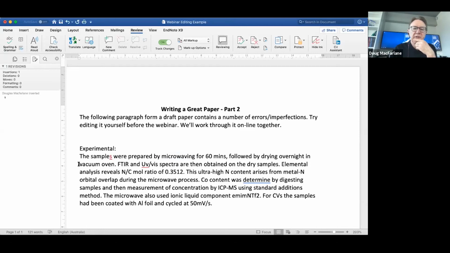Before vacuum oven, we want to know sort of which vacuum oven it was. We haven't described a vacuum oven anywhere else here, so it can't be the vacuum oven. It needs to be a vacuum oven.